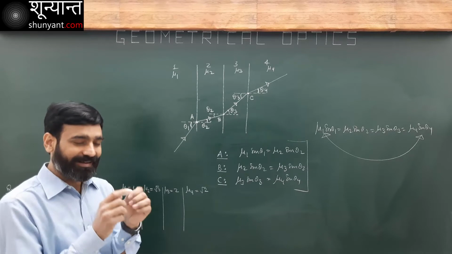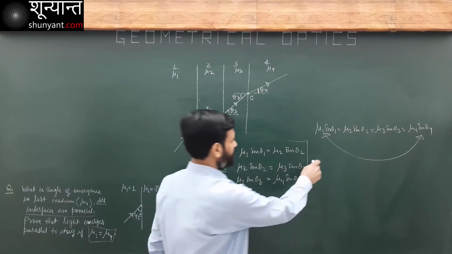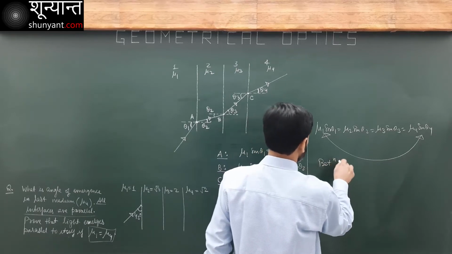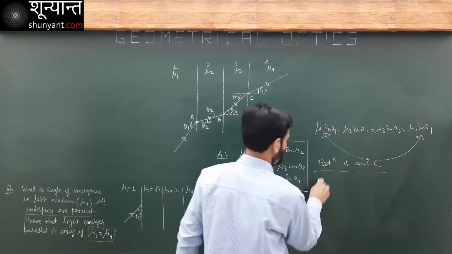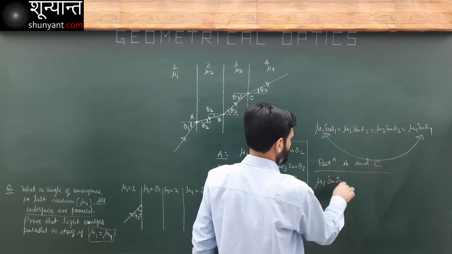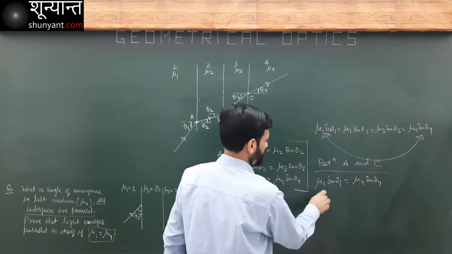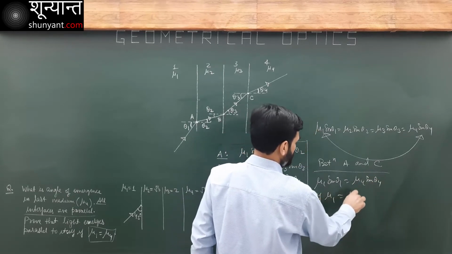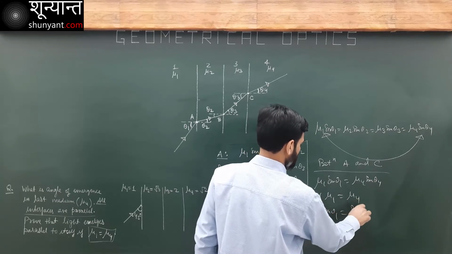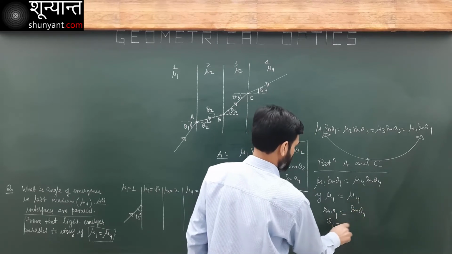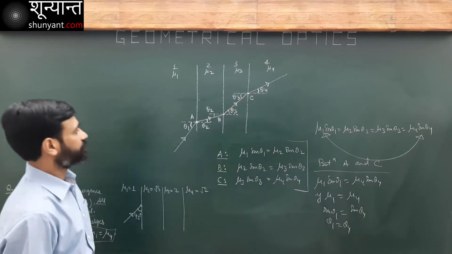I can write Snell's law between any 2 points. I can directly write between A and C: mu 1 sine theta 1 is mu 4 sine theta 4. If mu 1 is equal to mu 4, then sine theta 1 is sine theta 4, so theta 1 is theta 4. These two angles are going to be the same.